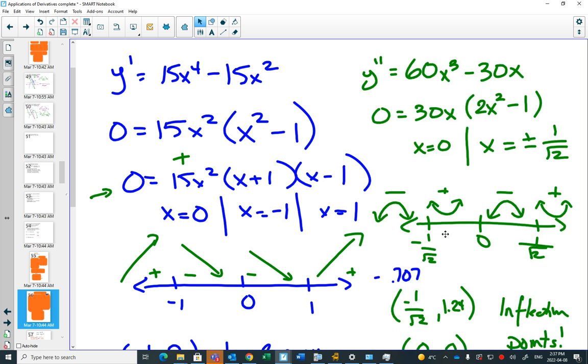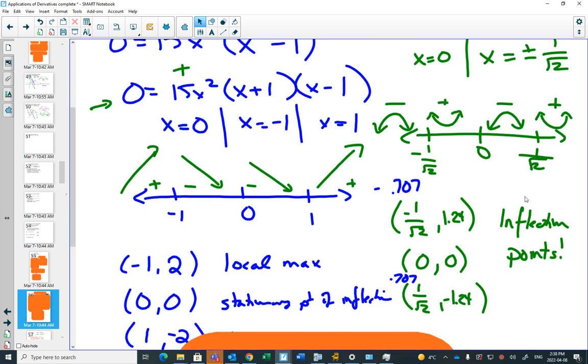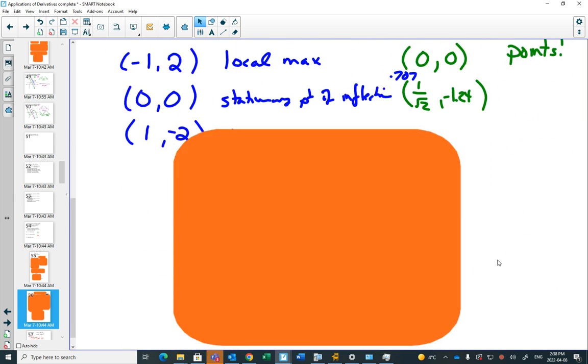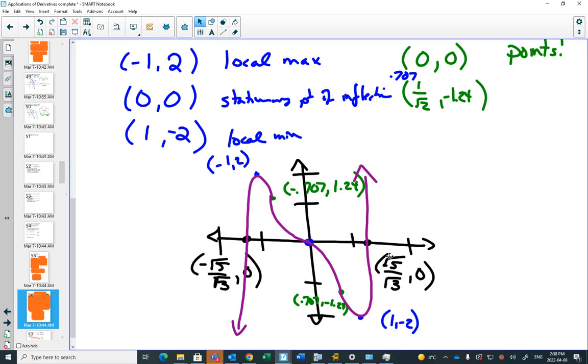Find your second derivative, some not as nice points. You could still factor out the 30x, but then you have a 2x squared minus 1. When you solve that, you get x is plus or minus 1 over root 2. The inflection points are not as nice values. And put it all together.